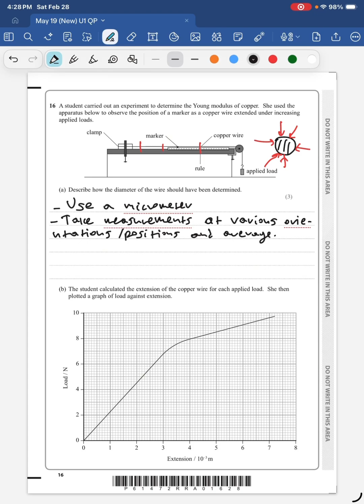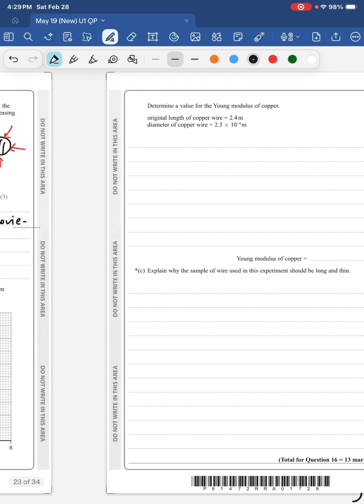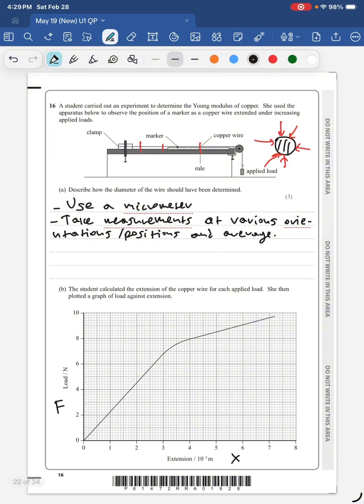All right, part B. The student calculated the extension of the copper wire for each applied load. She then plotted a graph of load against extension. So load against extension is F versus x. It's a little bit different from the elasticity curves that we use in Young's modulus, but we'll see how to get the result we need. I told you this paper was difficult. I don't know why they made it so difficult.